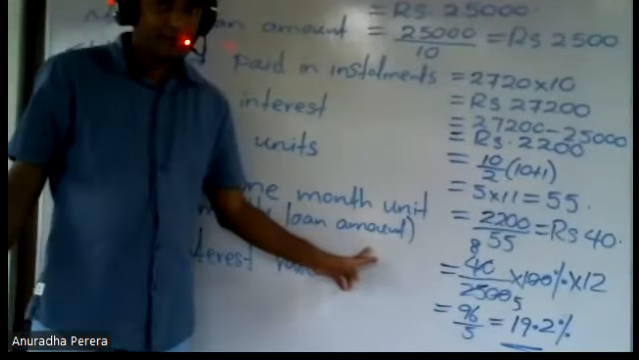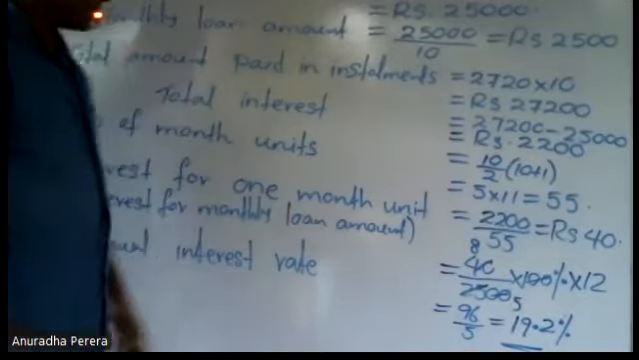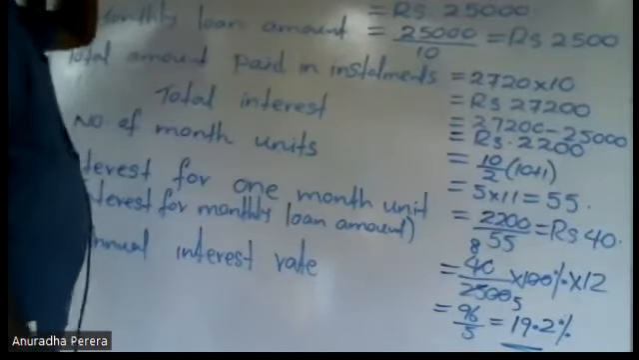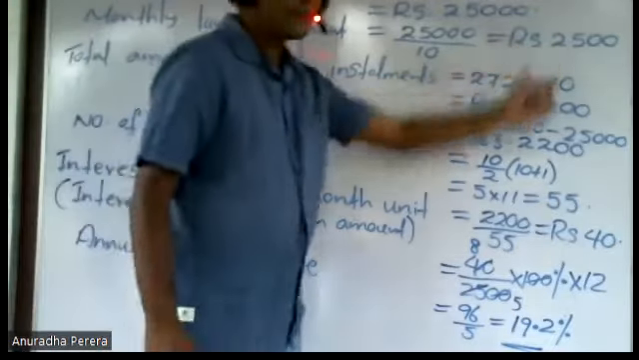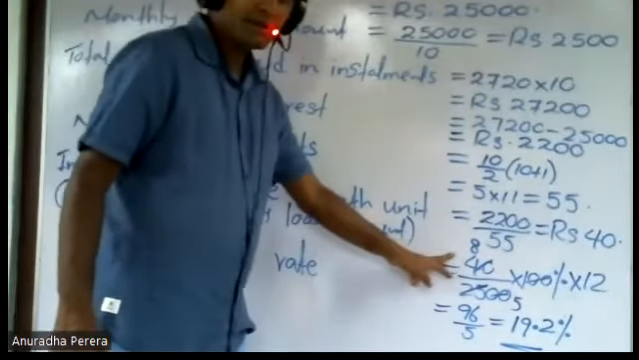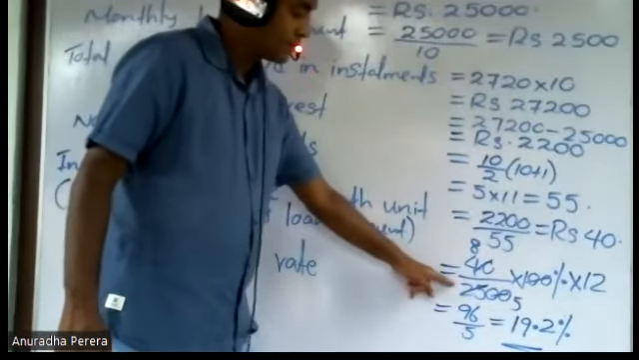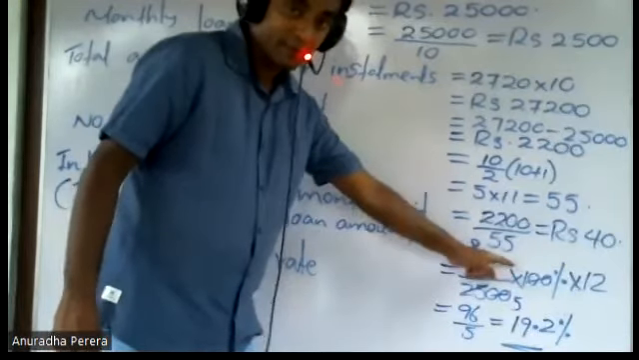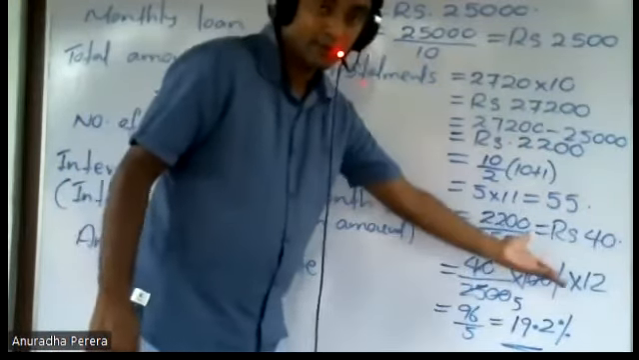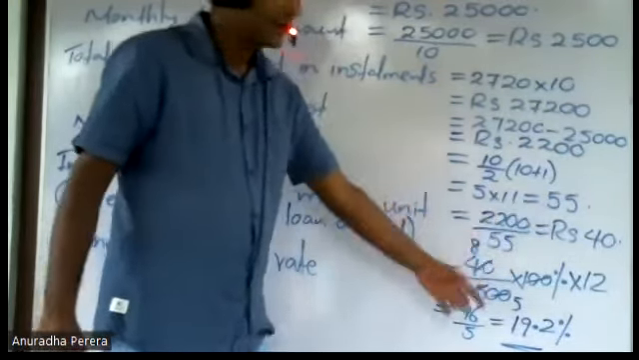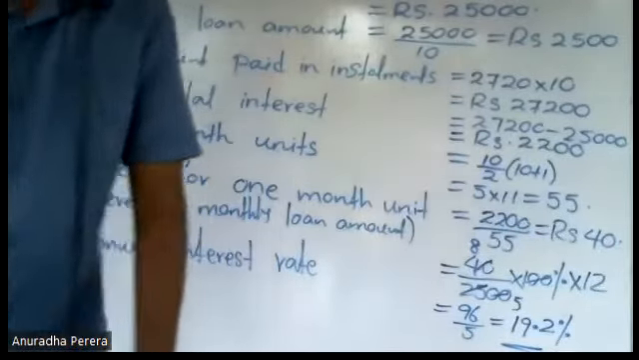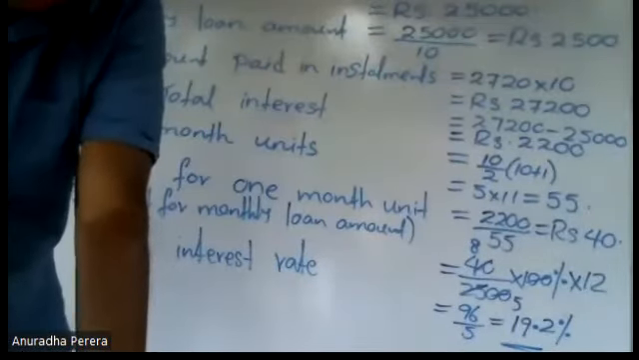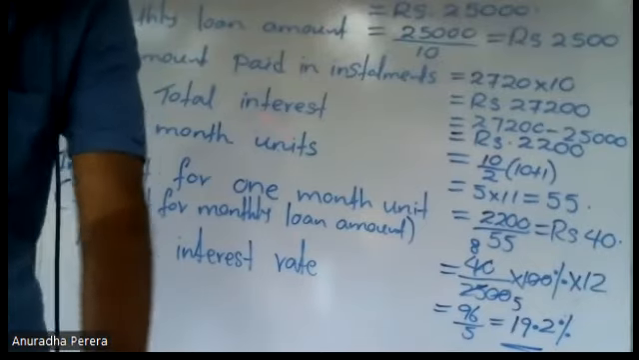ඒක ඔයගොල්ලෝ දන්න හොඳට මේ concept එක. එතකොට දැන් annual interest rate එක හොයන්නේ කොහොමද දැන්? Monthly loan amount is 2,500. Interest for monthly loan amount is 40. 40 out of 2,500, we need the percentage, and this is monthly, and to convert into annual interest rate multiply by 12. You can find the answer. Any question? හදාගන්න.